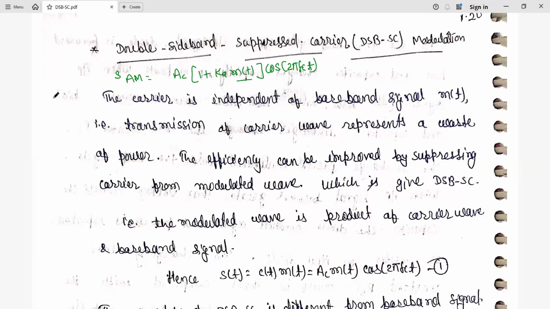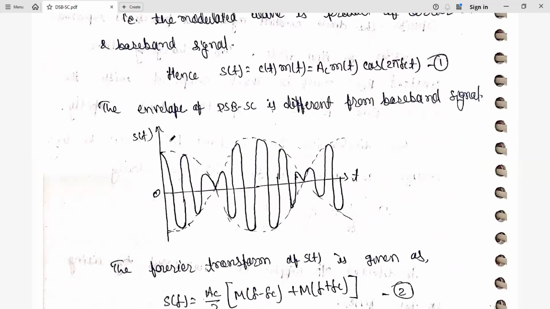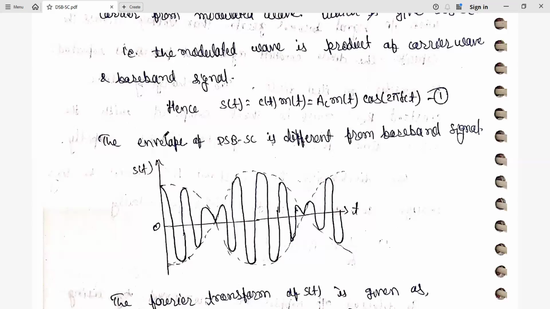So when we transmit our modulated wave, the carrier signal is also available. Due to that, we have wastage of power. That power we can save in the case of DSB-SC, where both sidebands will be available, the upper sideband and the lower sideband. So in the case of DSB-SC, we are going to utilize only the second term. You see that the second term is what? It is the product of the message signal and the carrier signal.